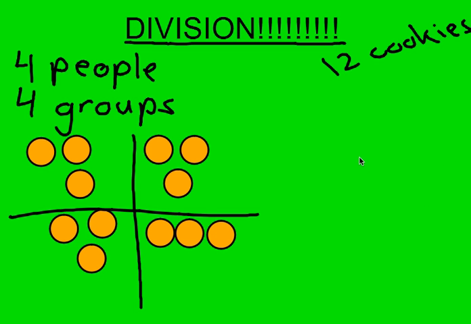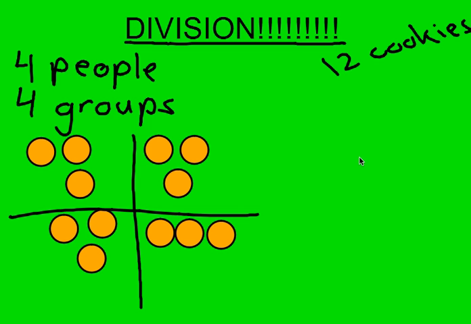How many cookies are in each group? Isabel? 3. So how many cookies did each person get? Vince? 3. Yeah, each got 3. Now, we're going to write our division sentence, our division problem, using the division symbol.